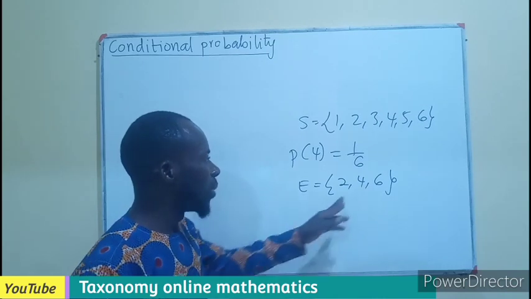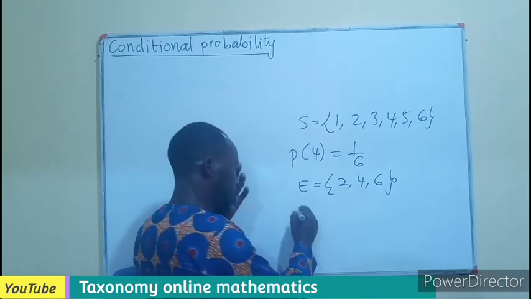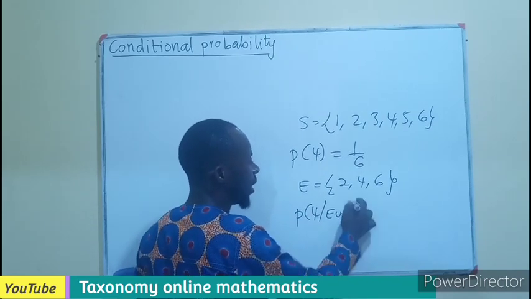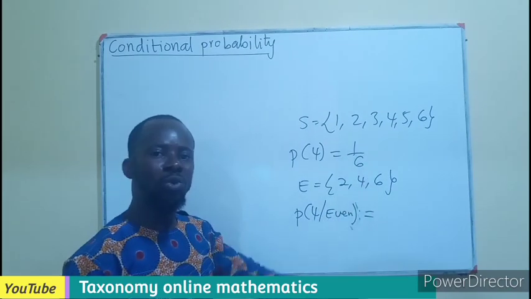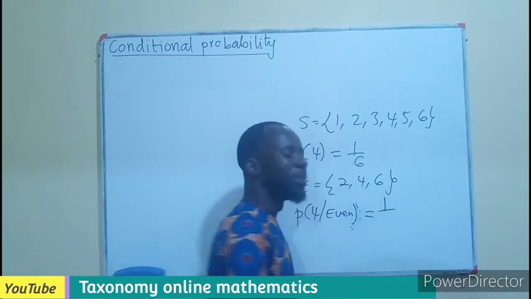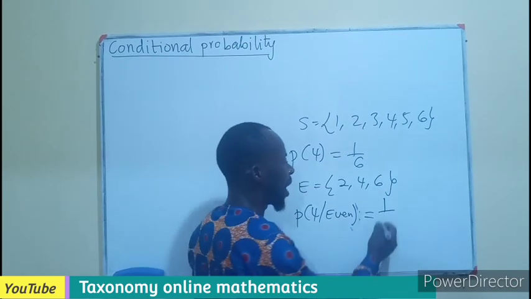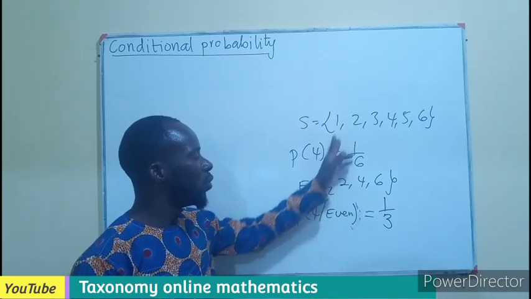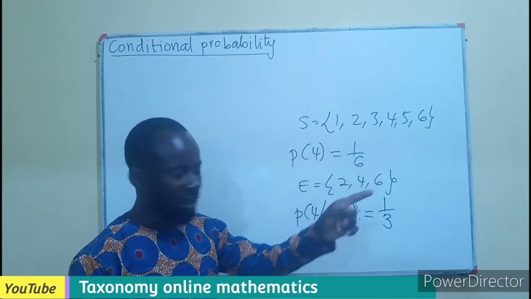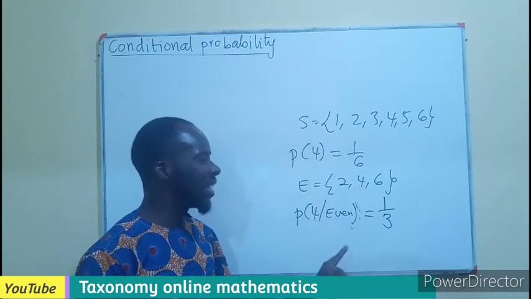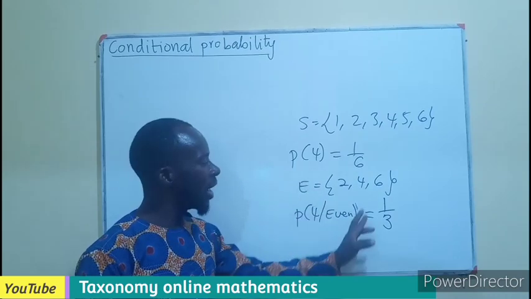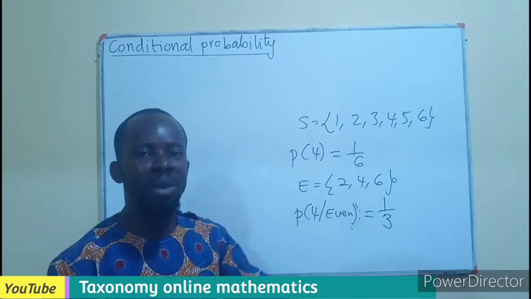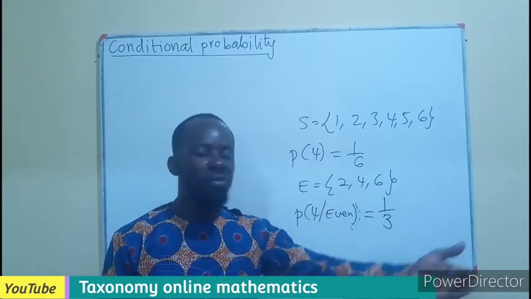So here, finding the probability of obtaining 4, given that even numbers has already occurred, how many times will I get 4? I can still get 4 one time out of how many sample space? Out of 3. So the probability of obtaining 4 alone is 1 out of 6. Then the probability of obtaining 4, given that the even numbers has already occurred, produces 1 out of 3. So this becomes a conditional probability. A condition is provided to solve this question.